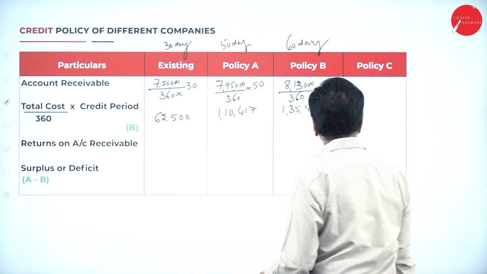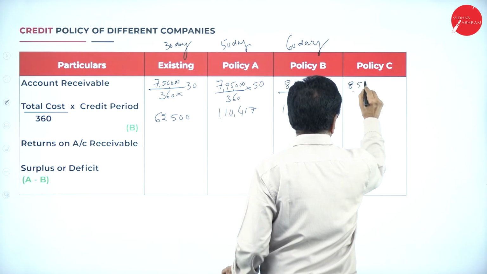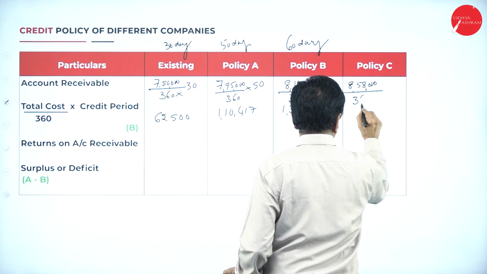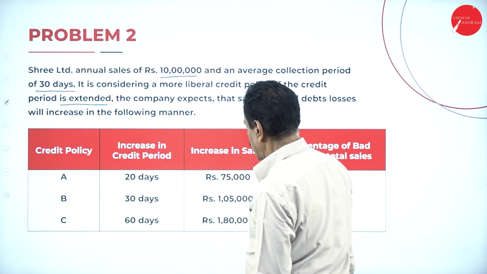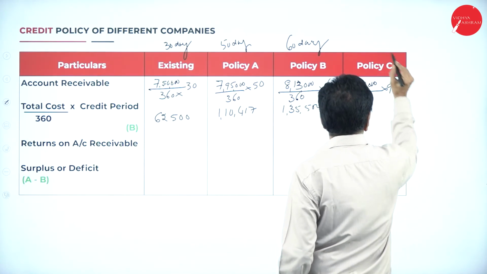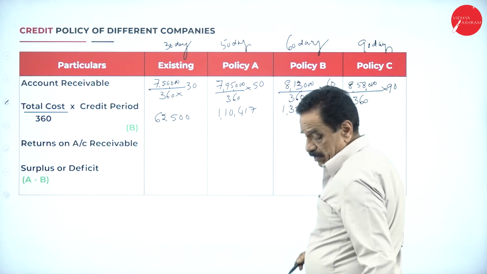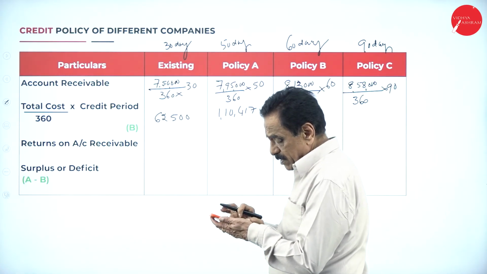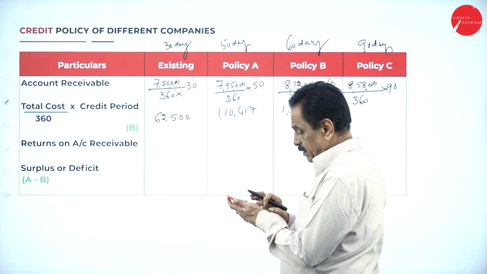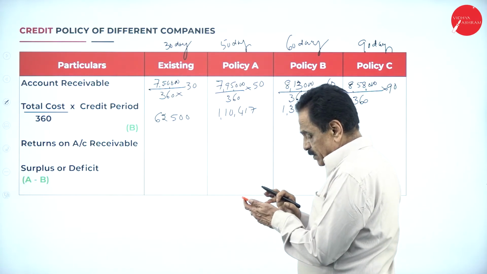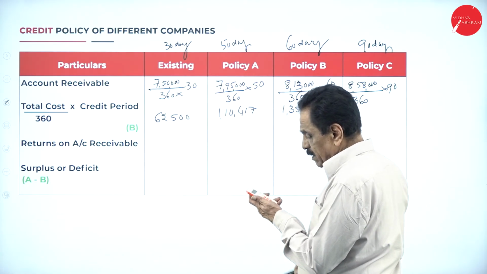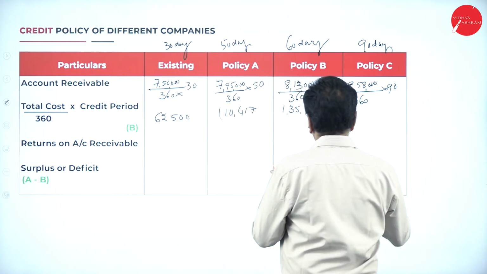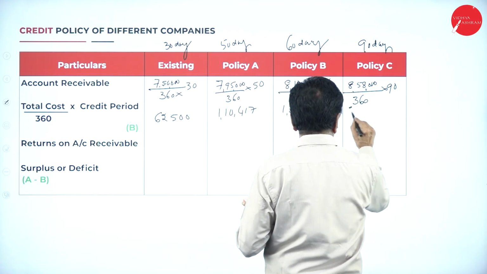Last one, 8,58,000 divided by 360 into number of days. 60 means 90 days. 8,58,000 divided by 360 into 90 is 2,14,500.